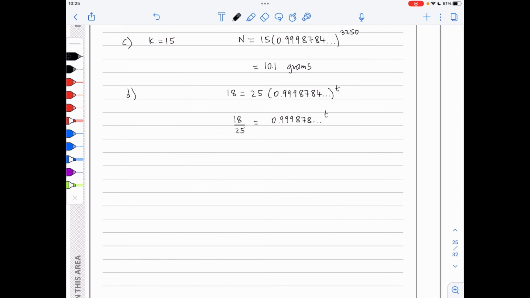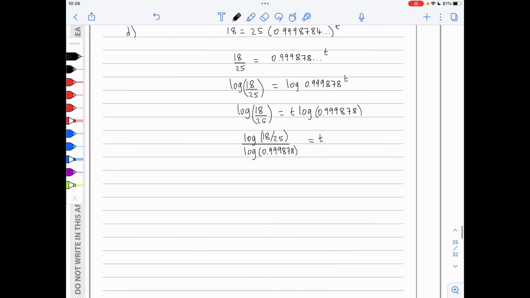I could take logs, and I have log of 18 over 25 is equal to log of 0.999878 to the power of t, which means I can write this as log of 18 over 25 is t times the log of 0.999878. Therefore if I divide the log of 18 over 25 by the log of lambda, 0.999878, this should be giving me the value of t. It turns out to be 2701.4, which to the nearest 100 years is 2700 years.